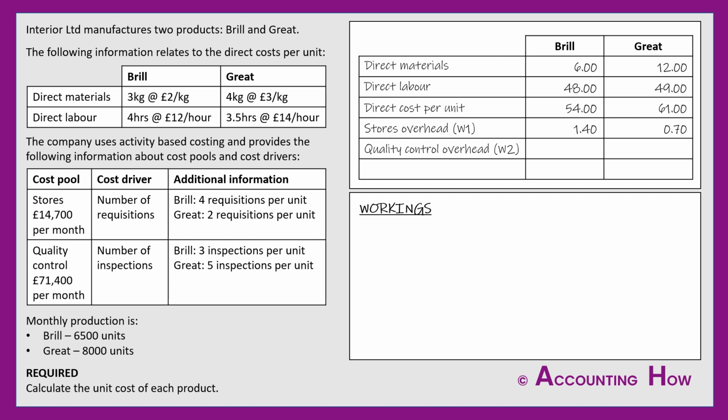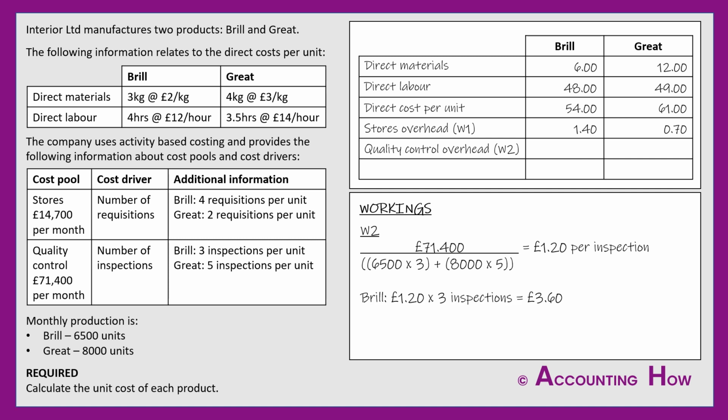So the quality control overhead then, working 2, and same idea, on the top of the formula I'm going to put the cost pool, the 71,400, and then I'm dividing that by the total number of drivers, in this case the total number of inspections needed for this level of production. So 6,500 units of brill, 3 inspections, and then 8,000 grates, 5 inspections, gives me a cost per driver of £1.20 per inspection. And then I can multiply that back into the cost unit.